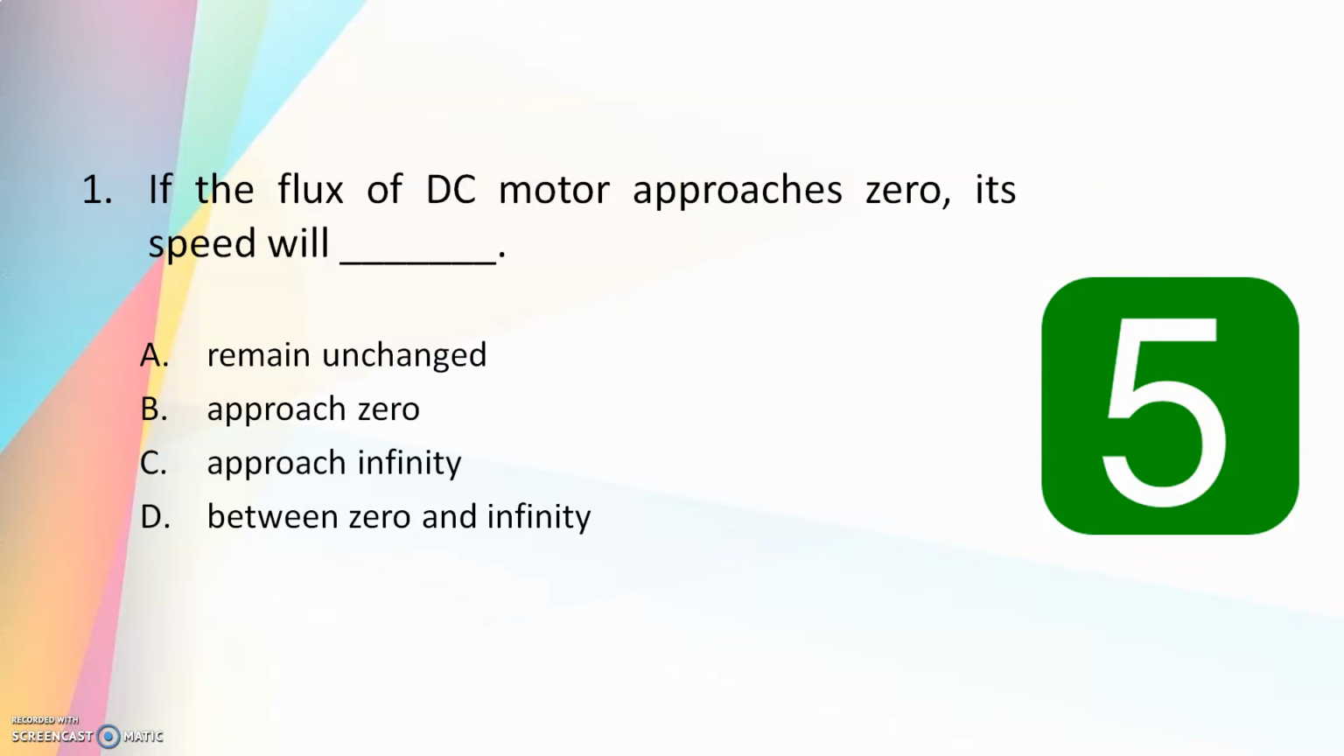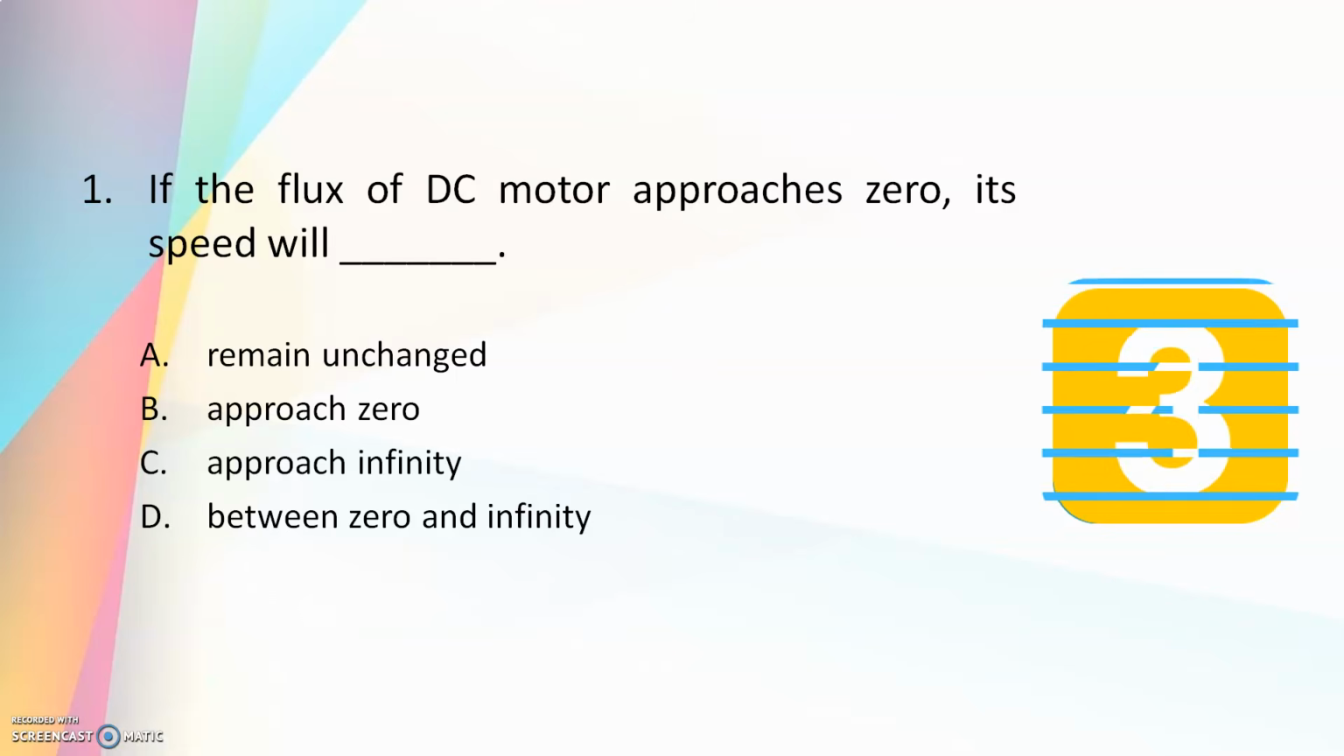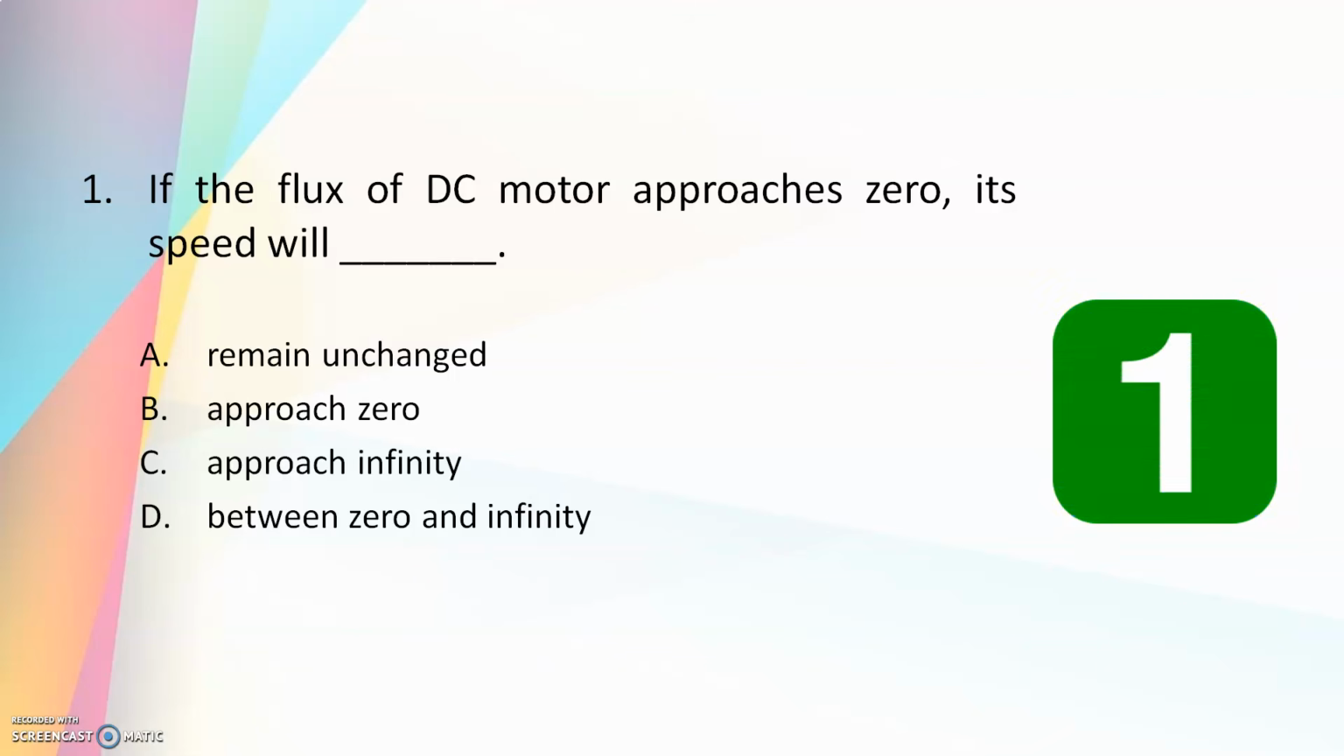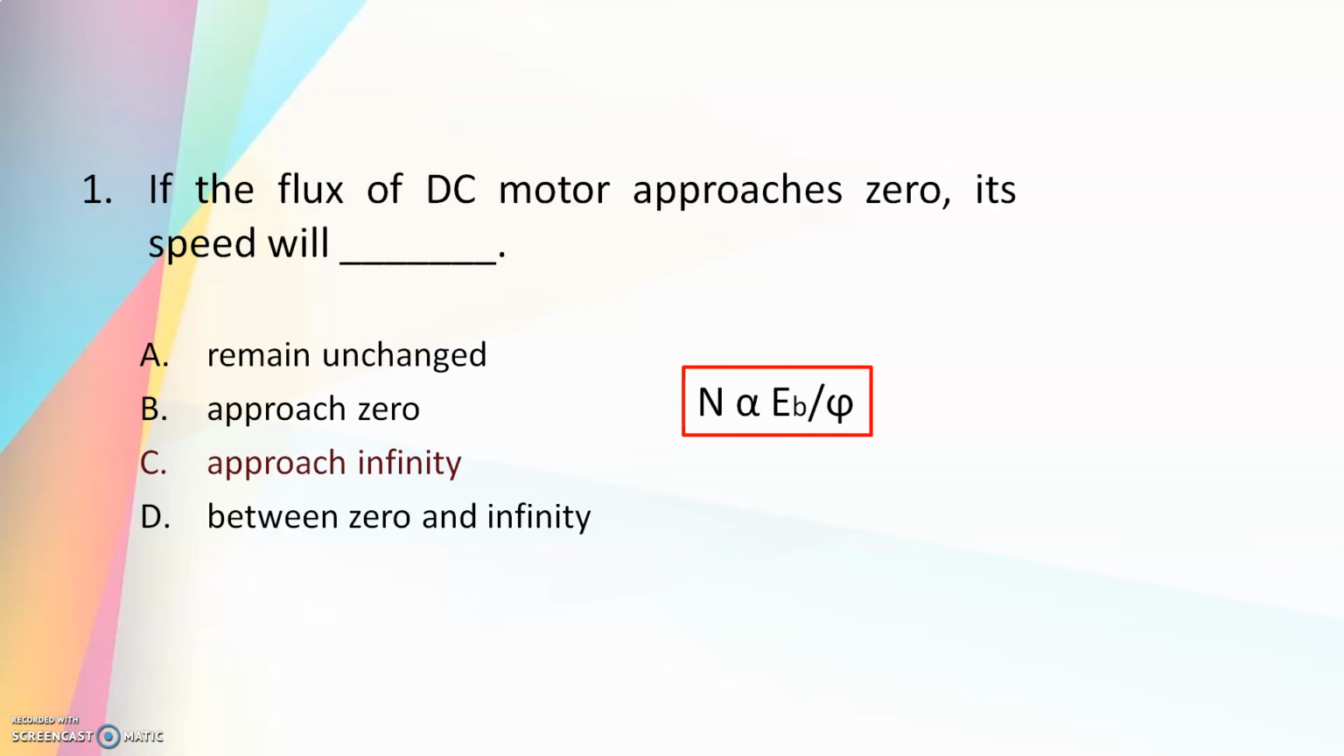First question is, if the flux of a DC motor approaches zero, its speed will: remain unchanged, approach zero, approach infinity, or be between zero and infinity. And the answer is approaches infinity, because in a DC motor the speed is proportional to EB by phi, or you can say that speed is inversely proportional to the flux. So if the flux approaches zero, the speed will approach infinity.